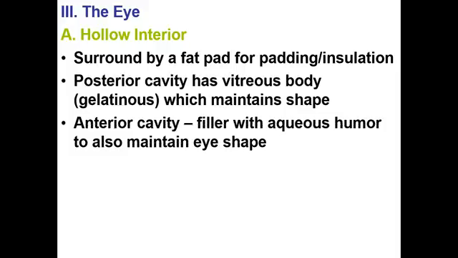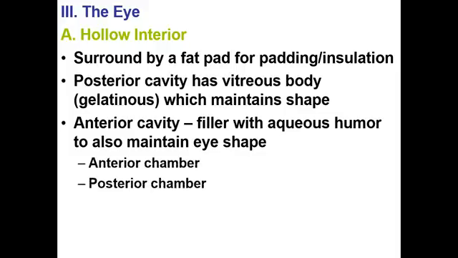You also have the anterior cavity. The anterior cavity is in the front of the eye. It's filled with what's called aqueous humor. Aqueous humor is more of a liquidy substance, not necessarily gelatinous, and it also aids in maintaining the shape of the eye. Typically, the border between the anterior cavity and the posterior cavity is going to be the iris. So that anterior cavity then can be divided into two chambers.